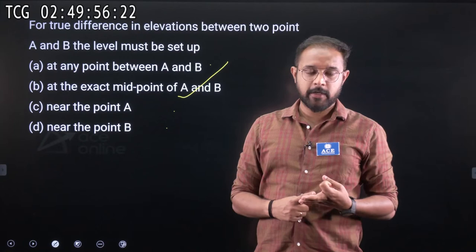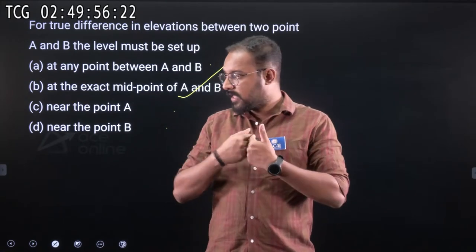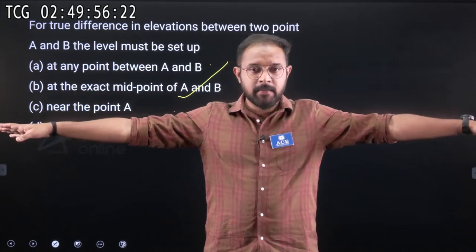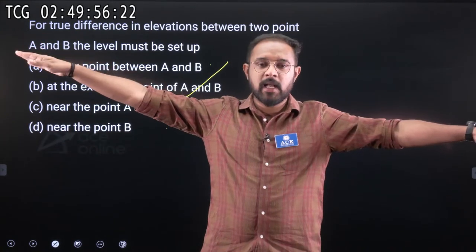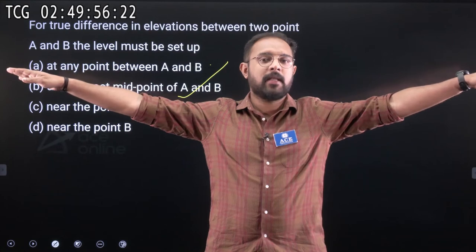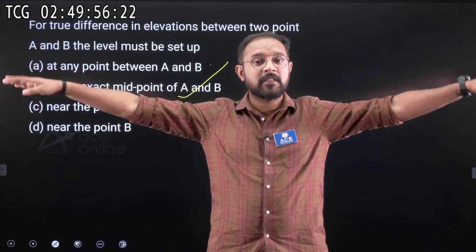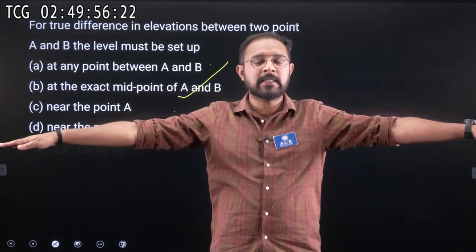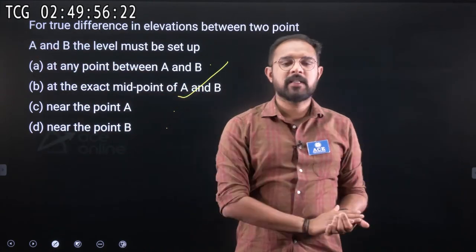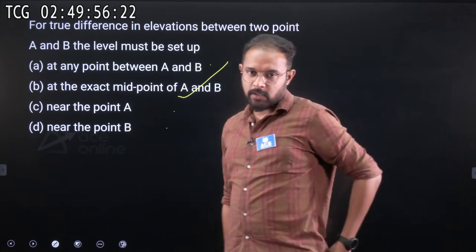Error due to non-horizontality of the line of sight. So if I keep my leveling instrument exactly in between A and B, the distances are the same. So the amount of error coming here will be the amount of error coming there. So what happens when I take the difference? Equal errors are cancelled by taking the difference. What will I get? The true difference in elevation. So that is known as balancing of sights.